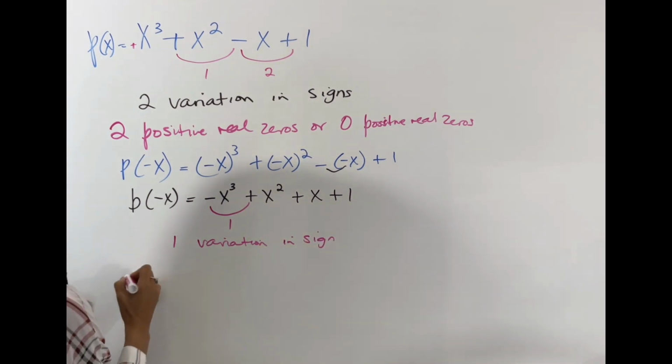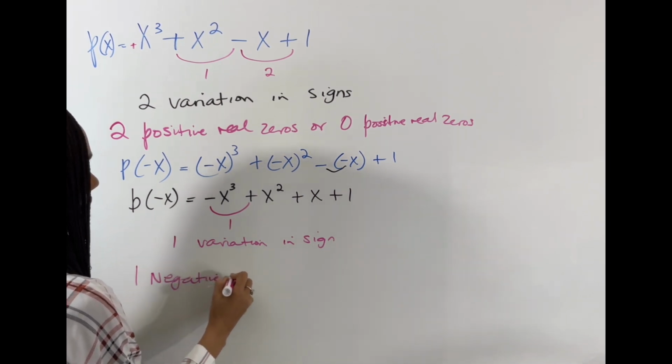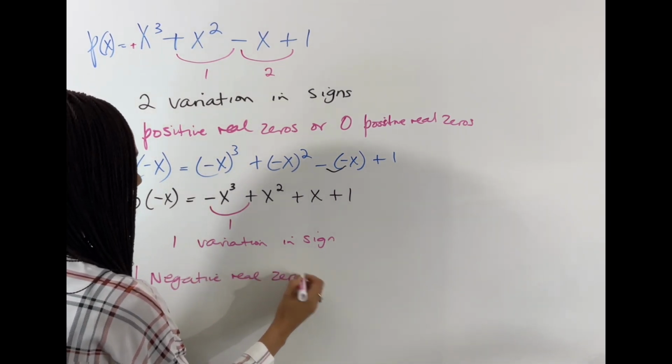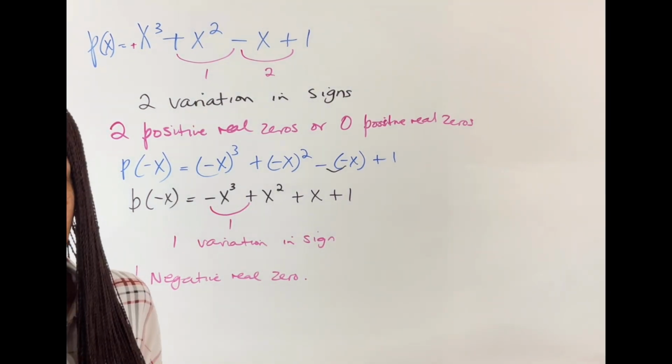So therefore, we have simply one negative real zero here, or it could be none.